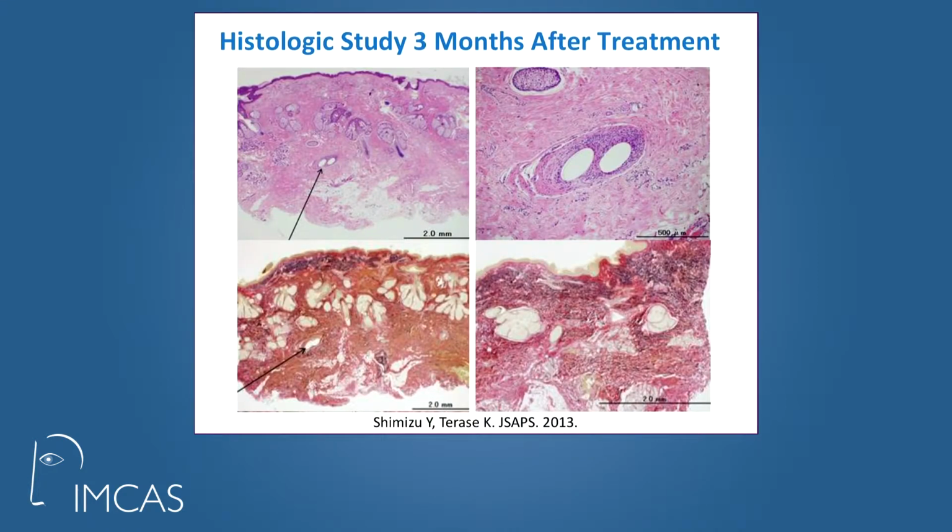Next slide. So this is the histologic study. 3 months after treatment, there is a foreign body reaction surrounding the thread, as we notice. But in my opinion, with such a small foreign body reaction, I don't think the result of neocollagenesis and more elastic tissue will have a very significant effect. So let's see the next slide.